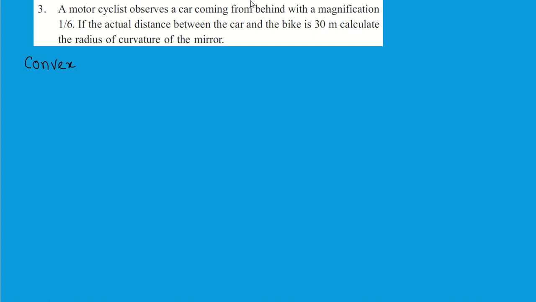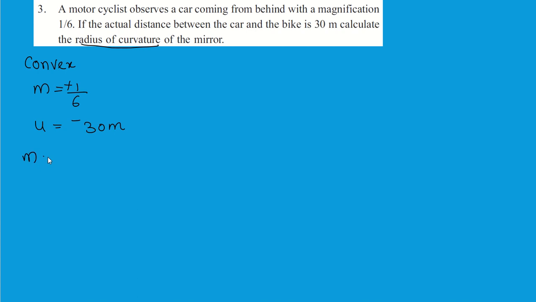A motorcyclist observes a car coming from behind with a magnification 1 by 6. So magnification m is equal to 1 by 6. It is positive because it is a convex mirror. It is a virtual image formed, so magnification is plus. So if the actual distance between the car and the bike, the object here is the car, right? So object distance is 30 meters. Object distance is always negative, -30 meters. We have to find the radius of curvature of the mirror. So we need focal length so that we can find out the radius of curvature. Again, we are following the same method.